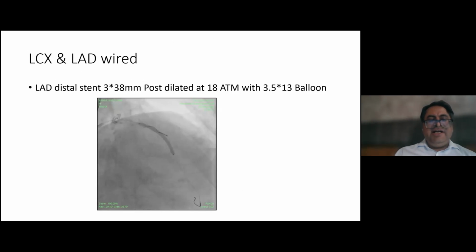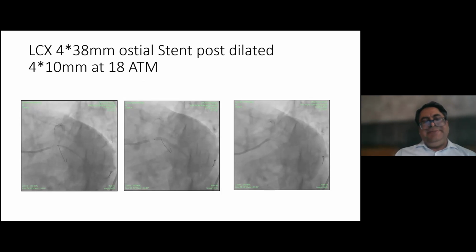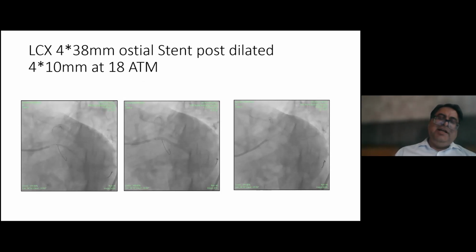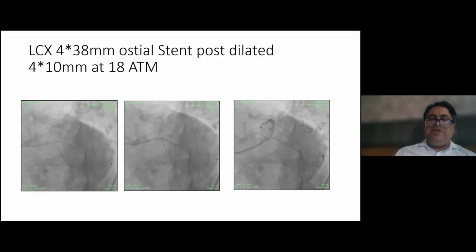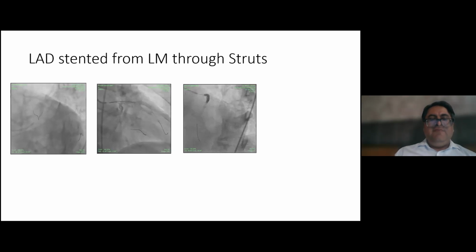The LCX and LAD were wired. In the LAD, a distal stent 3 into 38 was deployed. It was post dilated at 18 atmosphere with a 3.5 into 13 balloon. Then LCX 4 into 38 millimeter. First, after putting the distal LAD stent, we put a left main to LCX stent. The LCX 4 into 38 ostial stent was post dilated with 4 into 10 balloon. Finally, a POT was done, and then the lesion was crossed from LAD to left main, and stented from the LAD to left main through the struts.